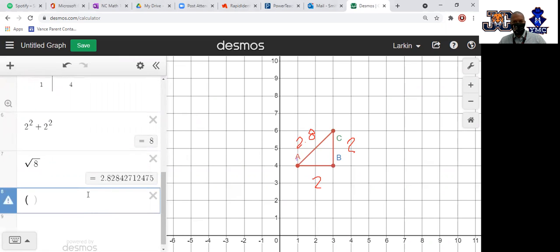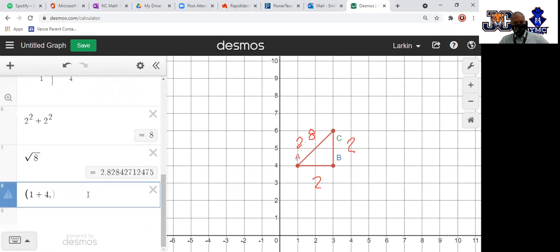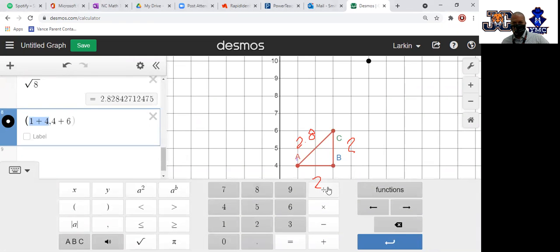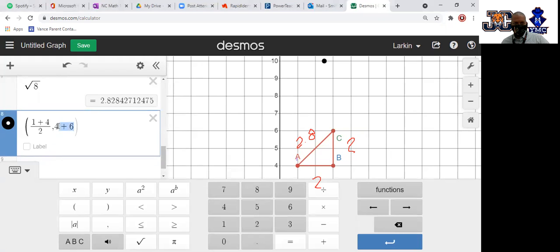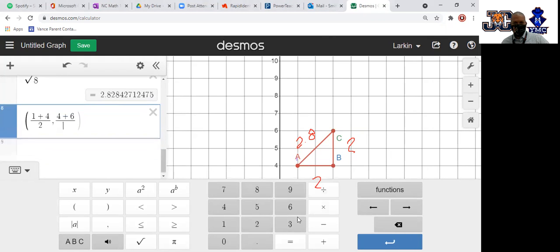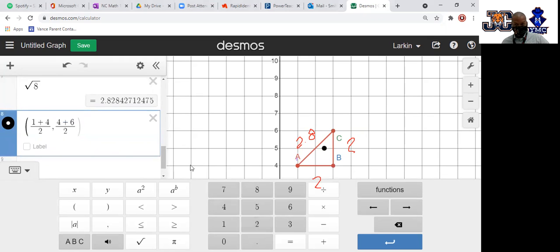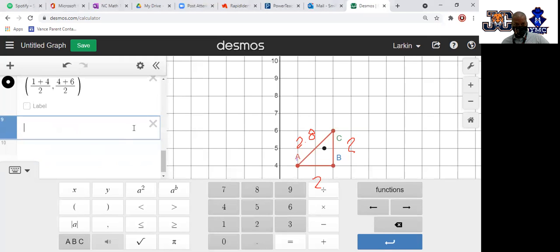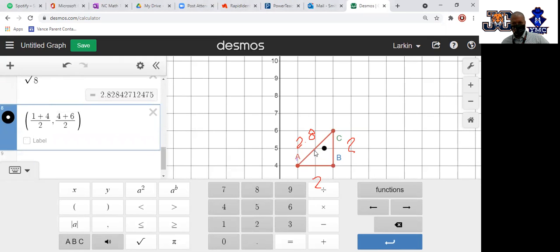So my x values for A and C are going to be 1 plus 4. My y values for A and C are going to be 4 plus 6. Remember, we still need to divide our x values by 2, so I'm going to highlight that and divide it by 2. I'm going to highlight my y values and divide that by 2. So if you notice, that is nowhere near in the middle, right?